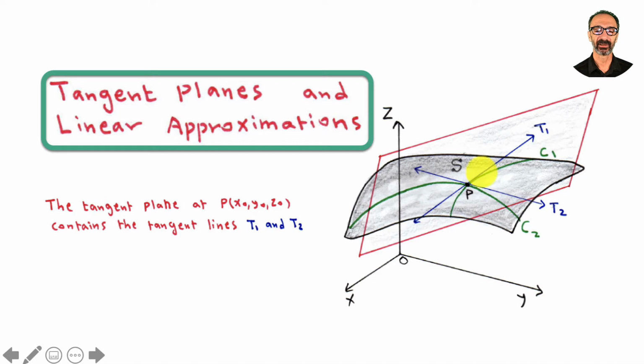Now, here's from a previous video, which I'm going to put down below. We talked about partial derivatives, and we talked about C1 and C2. So let me not go over it now and save you some time. If you want to see where C1 and C2 came from, just watch the previous video, which the link will be down below. This tangent plane in red sits on top of the surface, touches the surface at the point P, and contains the tangent lines T1 and T2.